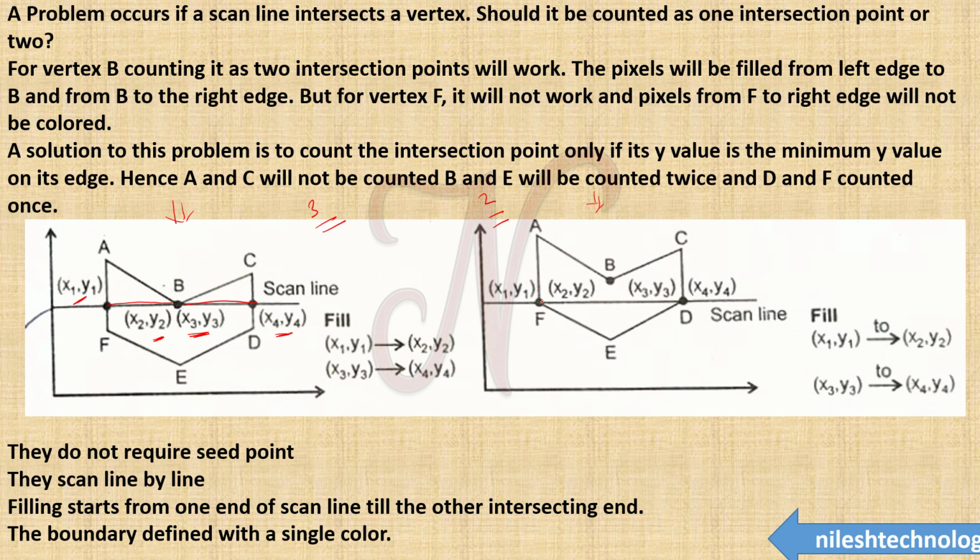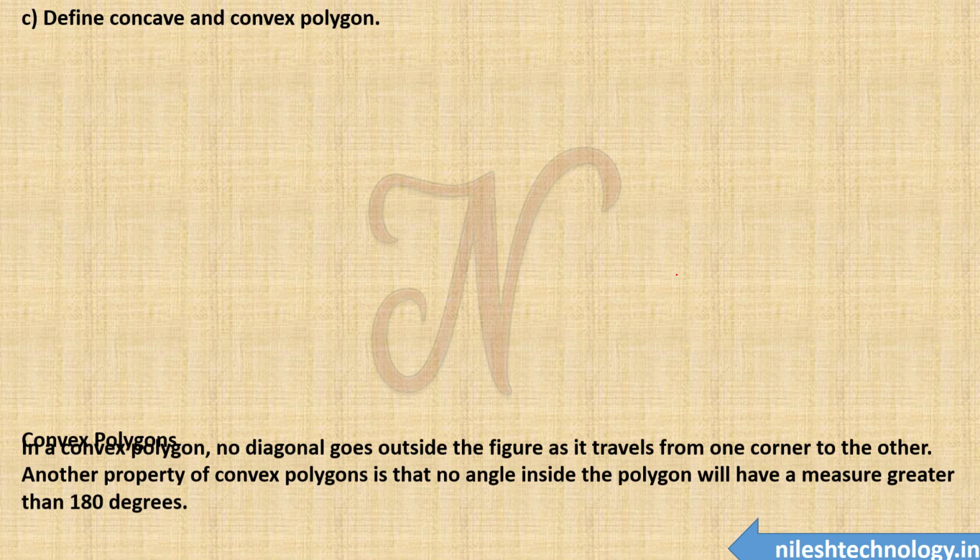Same here, x1 y1 to x2 y2 and then x3 y3 to x4 y4. So this is the polygon filling algorithm. By using this way, line by line, we fill the polygon. See the next question: define the concave and the convex polygon. This is a 2 mark question.